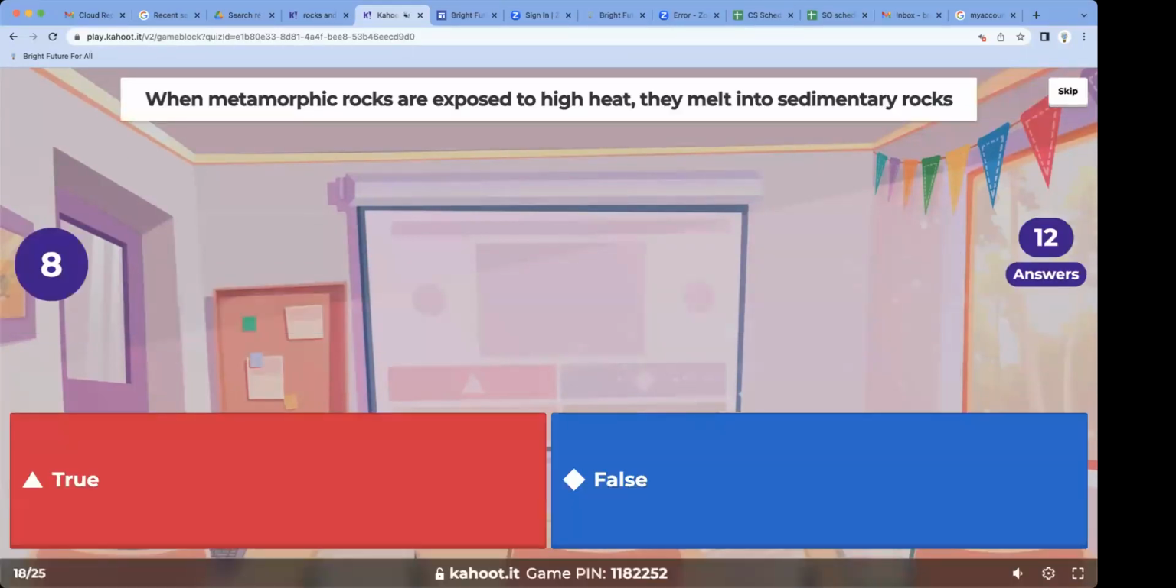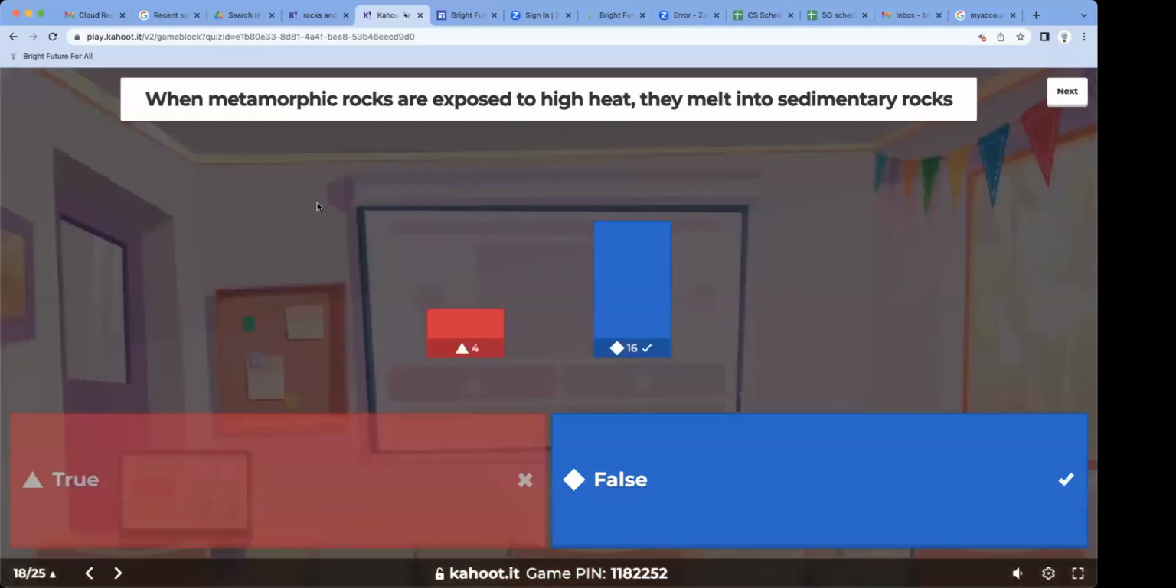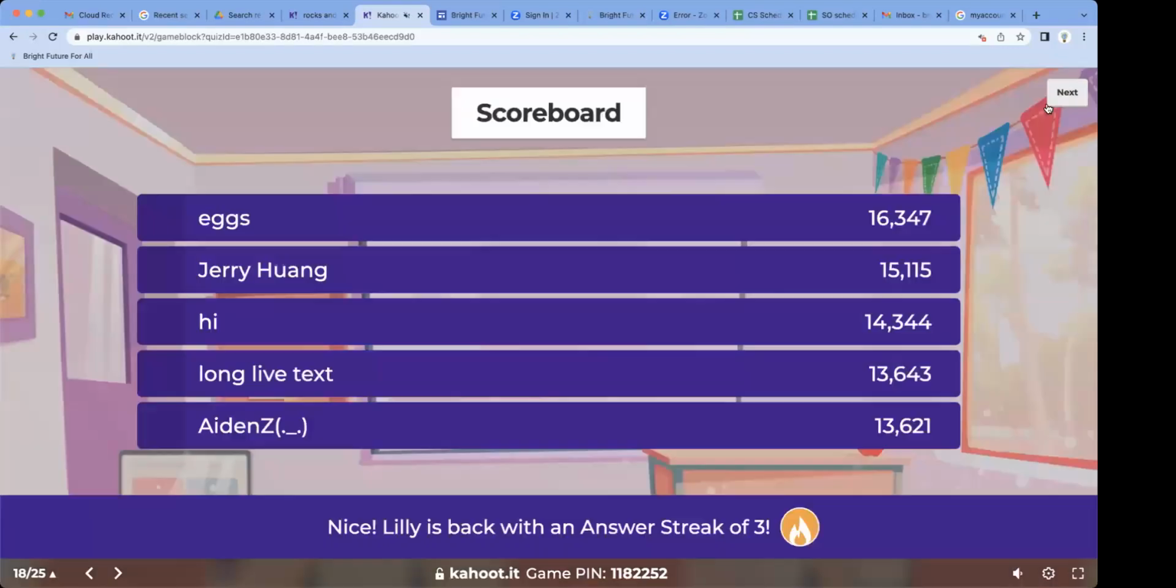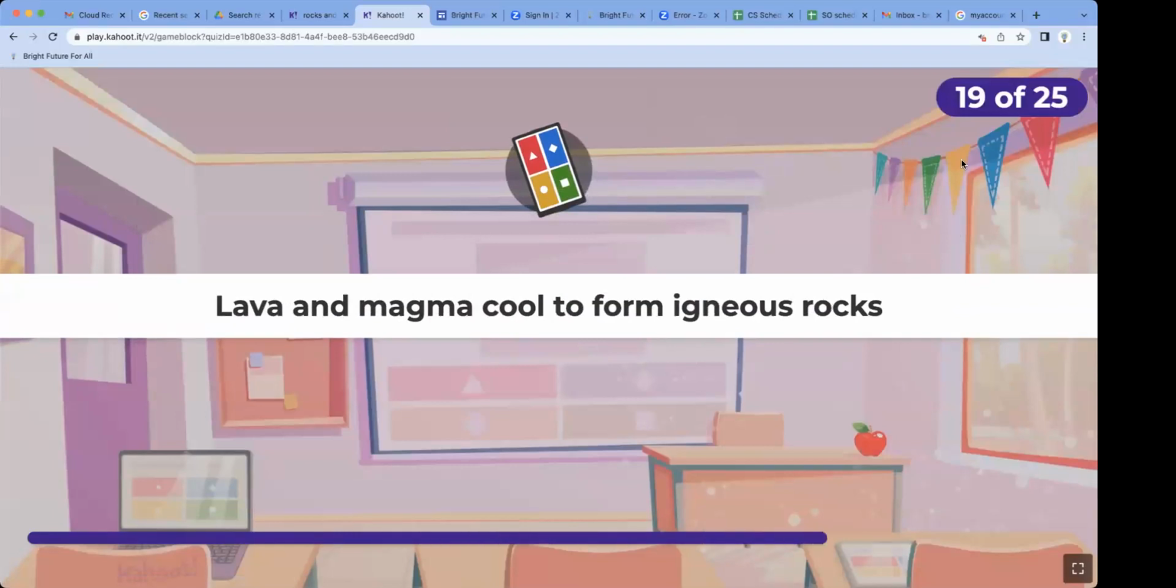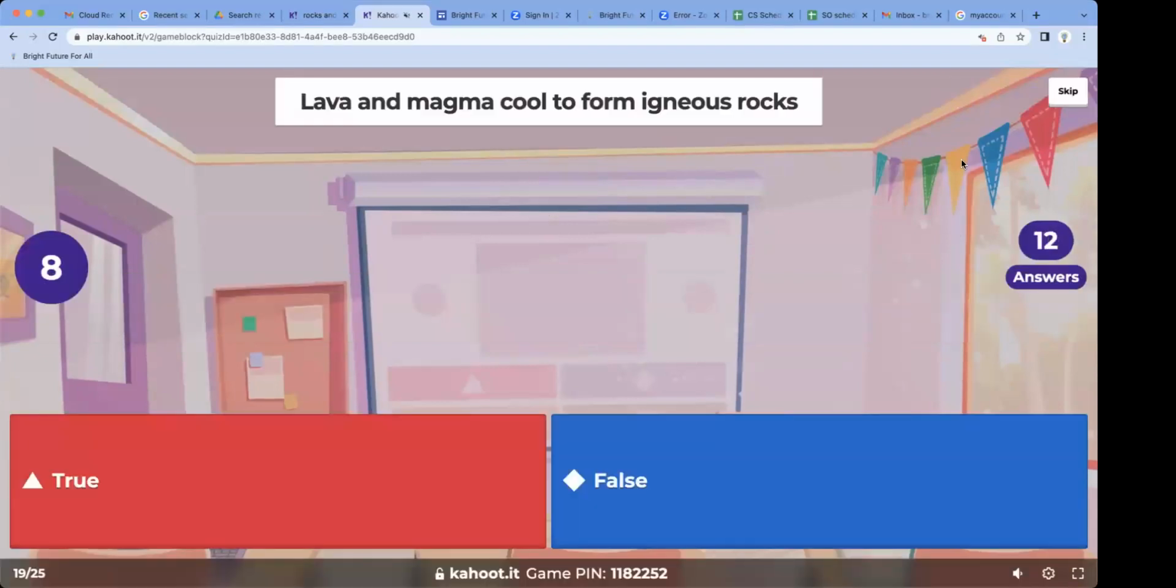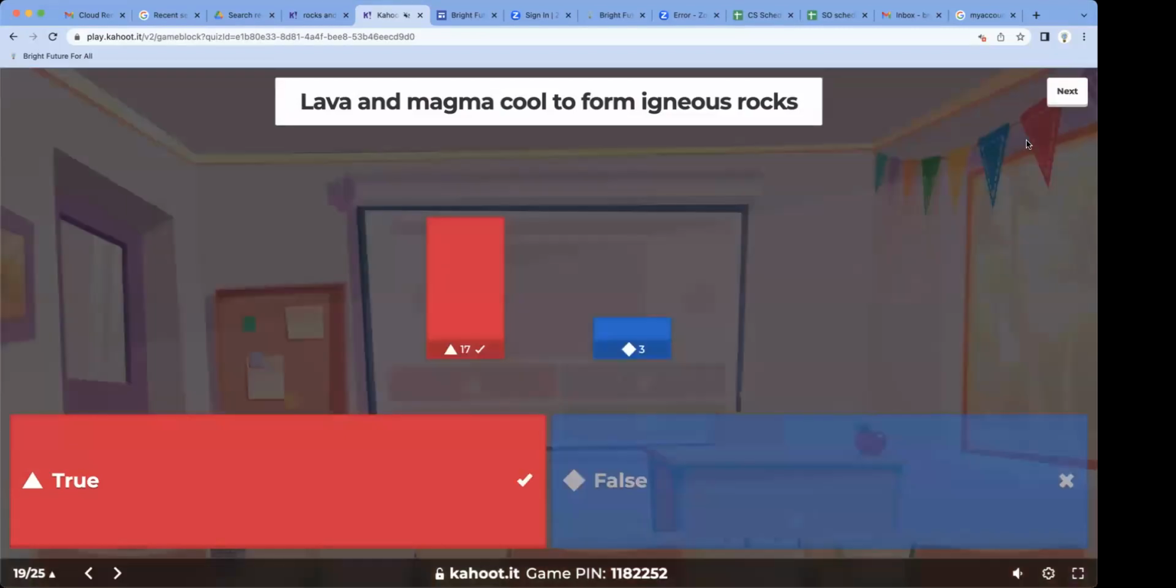When metamorphic rocks are exposed to high heat, they melt into sedimentary rocks. True or false? No, false. Yeah. Lava and magma cool to form igneous rocks. True or false? Yeah, this one is true.